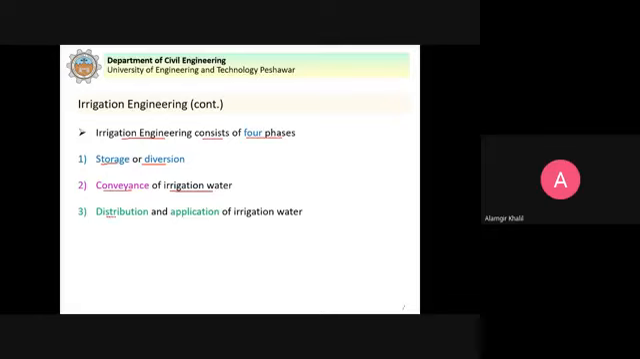The third phase includes distribution and application of irrigation water. Once we carry the water, for example from a dam through a system of canals, then how is this water distributed among the farmers, and how do the farmers apply that water to their fields? We will study different methods of water application to the agricultural lands.